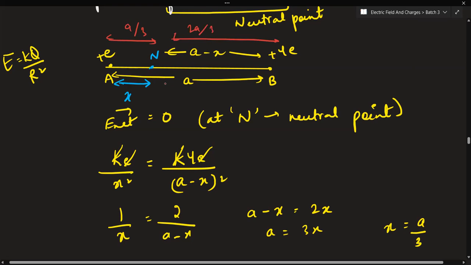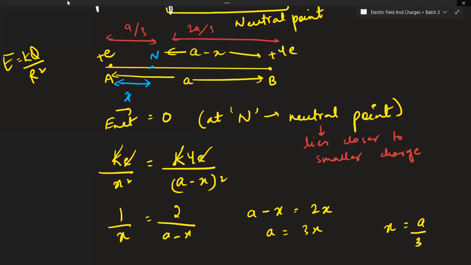Clear? So if the question asks where the neutral point is situated from charge 4E, then write it as 2A by 3. If you want the neutral point separation from plus E, that will simply be A by 3. Just an idea: why did I choose the neutral point over here and not over there? And it came out closer also. The reason is that the neutral point lies closer to the smaller charge. That's why I took the neutral point a little closer to E, not at the center.